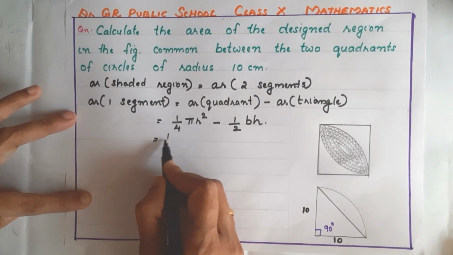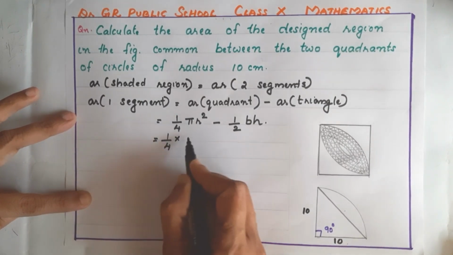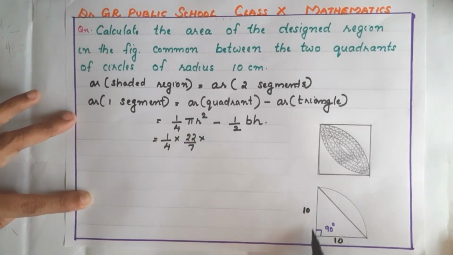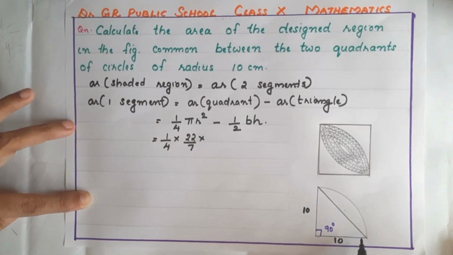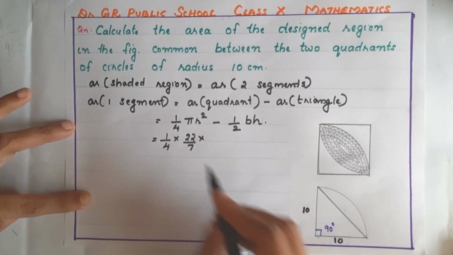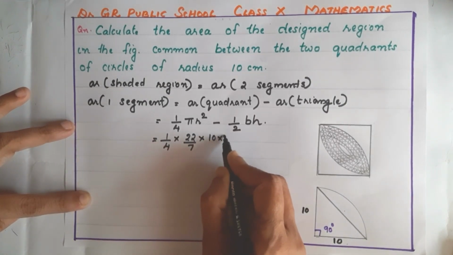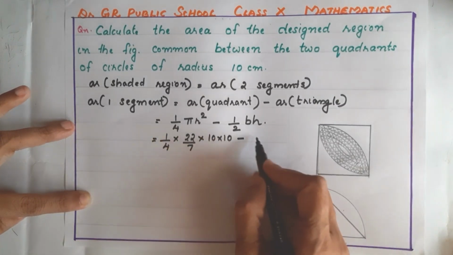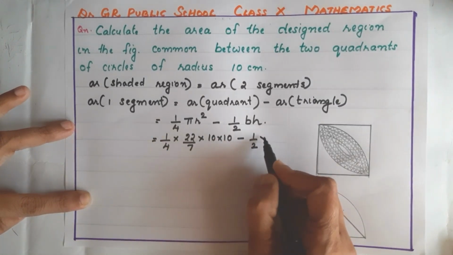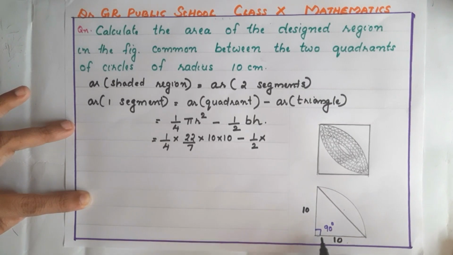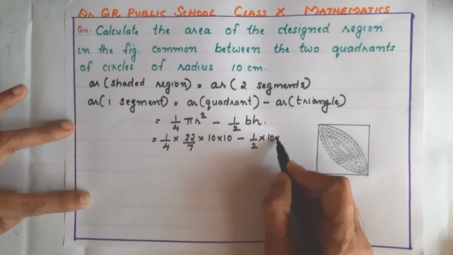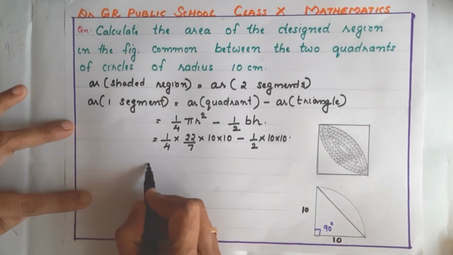Equal to 1 by 4 into pi, 22 by 7, into what is the radius of this quadrant? 10, isn't it? So 10 into 10, minus half BH, 1 by 2 into base 10, height is also 10. So 10 into 10.